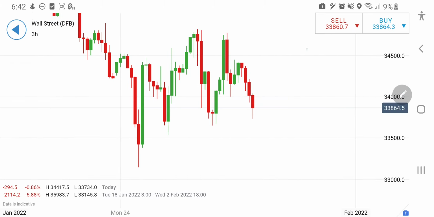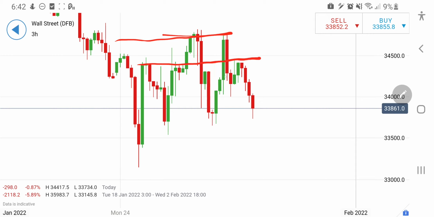Now this is US30 on a 3-hour chart. You can see an almost double top has been formed, and you can see this resistance level again coming into the picture at 34,400 levels, and since then we are looking forward to a good drop. Today again 34,400 proved to be resistance.